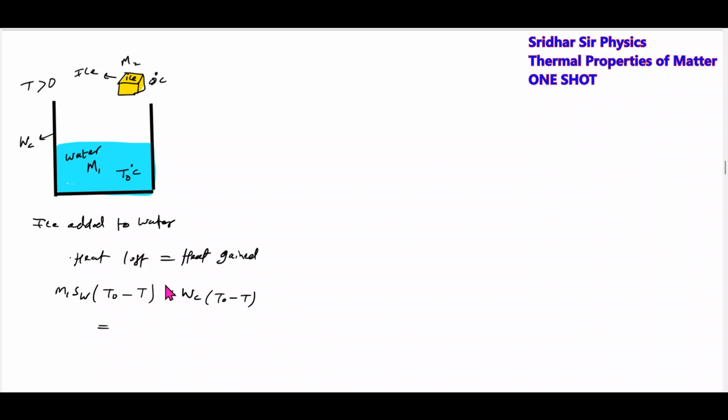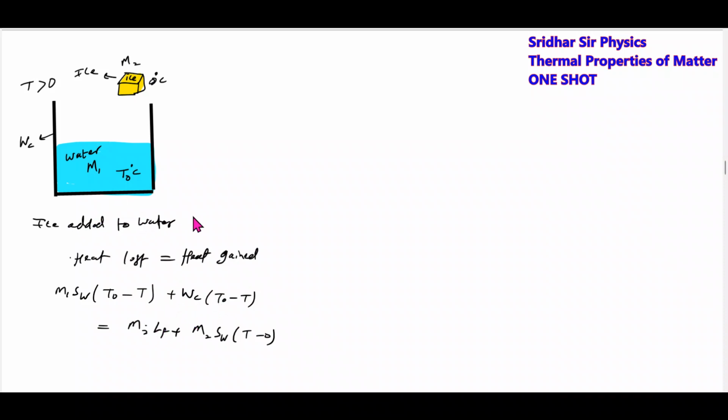This is the heat loss. Heat gained: first, the ice at 0 should melt. The mass of ice is M2, so M2 into LF. Then M2 into the specific heat of water, as its temperature will rise to a certain value, T minus 0. So we are assuming the whole ice will melt.